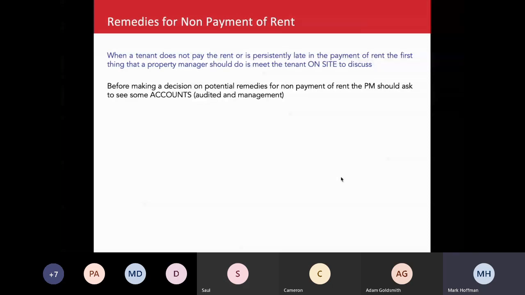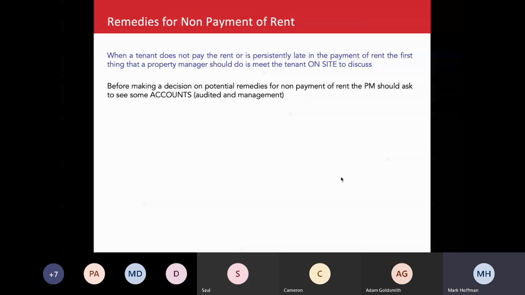Because that will give an indication again as to whether or not the tenant is trying it on, or whether there is a genuine issue about paying this quarter's rent. So you'll be able to see whether turnover is down, whether costs have gone up, and why. Okay, so always ask before you make a recommendation to the client about remedies for non-payment of rent, ask to see the tenant's accounts.